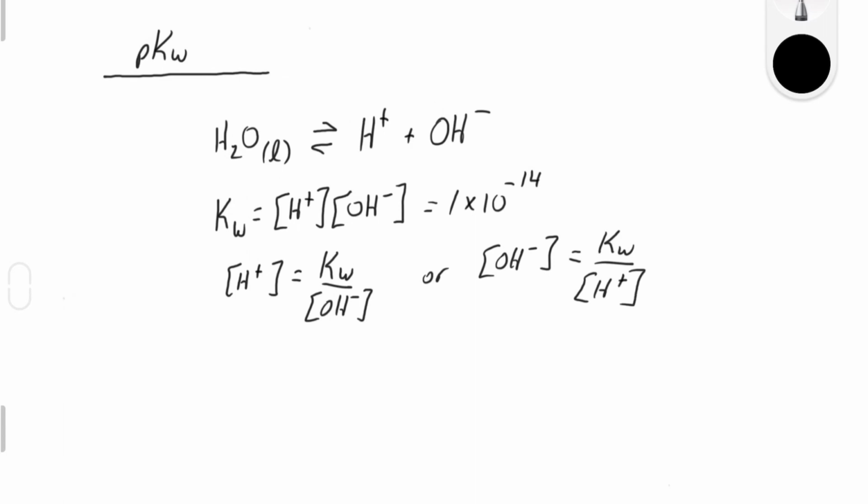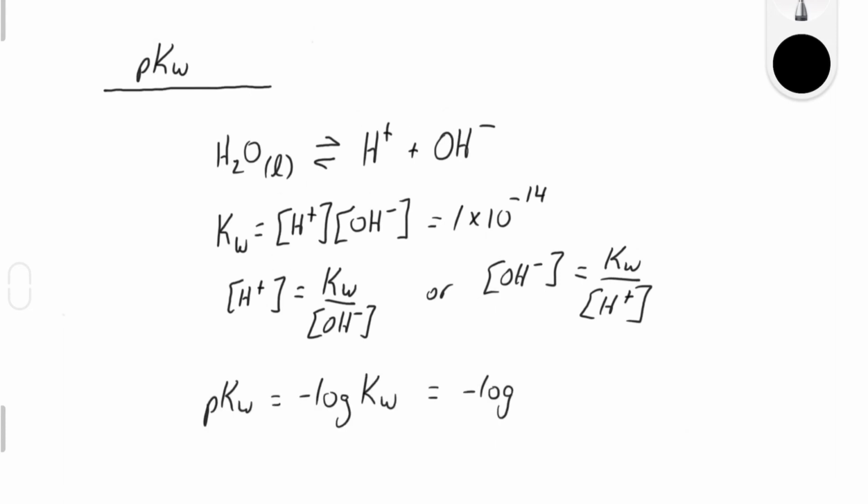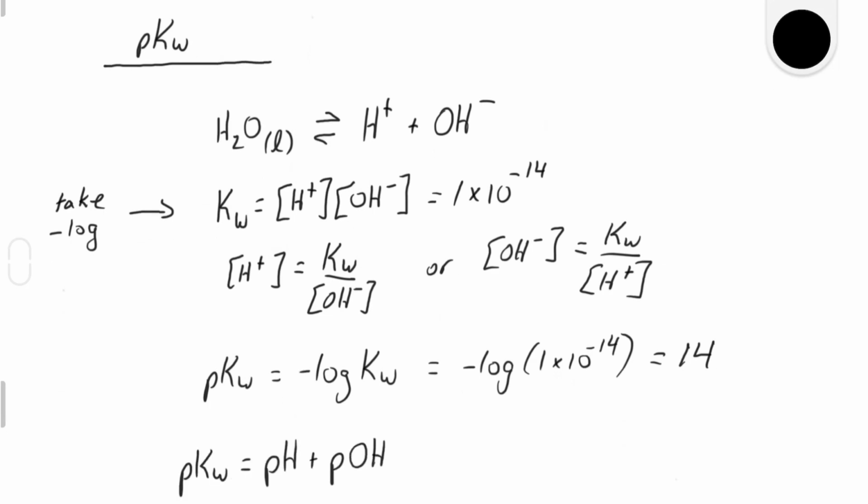It's also possible to write a pKw. A pKw is calculated exactly the same way that a pH or a pOH is calculated. The pKw for pure water is always 14. And if you take the negative log of our K expression, that is, if you take the negative log of both sides of that expression, you end up with the following. And this means that for any aqueous solution, you can say that the pKw is equal to the pH plus the pOH. Or you can rewrite that as 14 equals pH plus pOH.